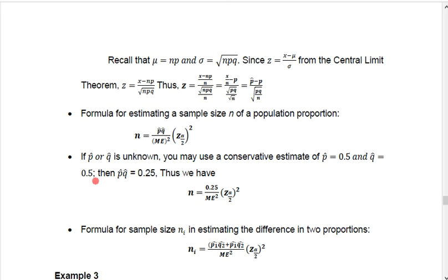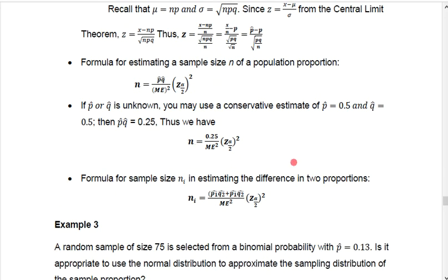Okay. So, if p hat or q hat is unknown, you may use a conservative estimate of p hat is equal to 0.5 and q hat is equal to 0.5. Then, p hat times q hat is equal to 0.25. Thus, we have n is equal to 0.25 over me squared, multiplied by z sub a over 2 squared. For the formula for the sample size n sub i in estimating the difference in two proportions. So, ito yon, kapag 2 yung proportion, this will be the formula that we will use.